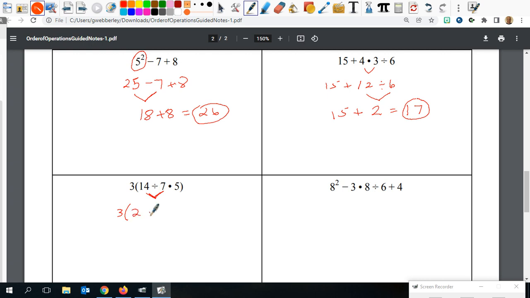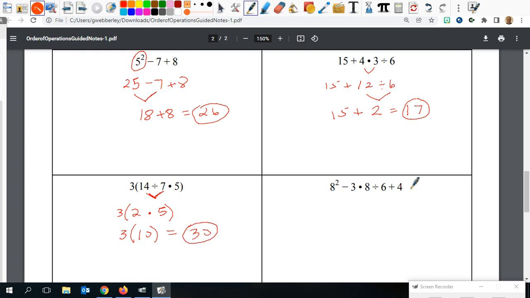Times the 5. And now we just do 2 times 5. What's in the parentheses? 2 times 5, 10. So final answer will be 30. 3 times 10. Now you go ahead and try this next one.